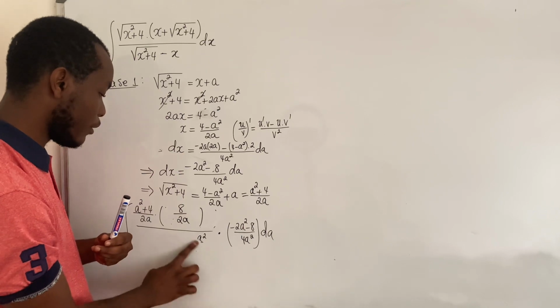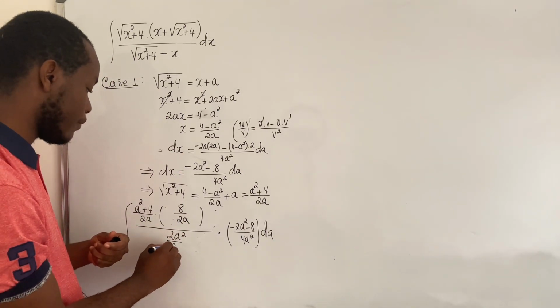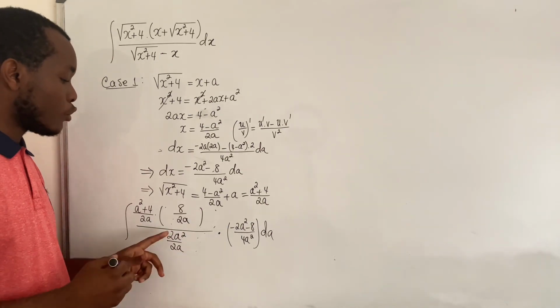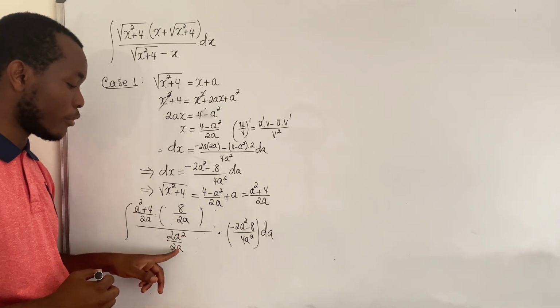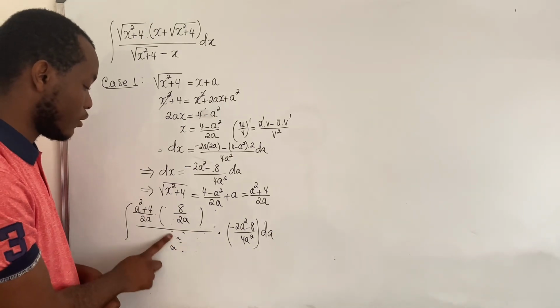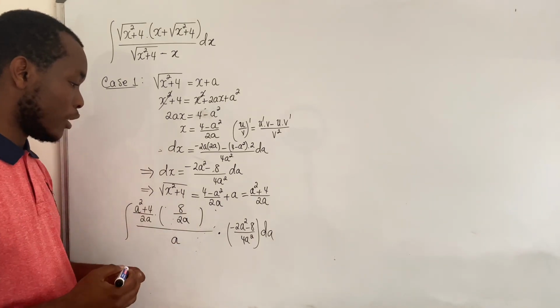So we're going to have 2a squared over 2a. Now if we check, 2a squared over 2a is simply a, because the 2s cancel. A squared over a is just a. So here, the denominator will just be a.